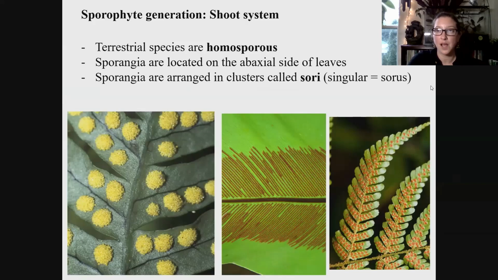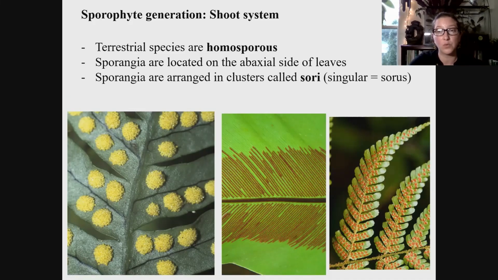So I said at the top of the ferns that we're only going to talk about the terrestrial ferns, the ferns that grow on land. We're not going to talk about the aquatic ferns. But just so you know, the ones that grow on land are homosporous. The ferns that grow on land only make one type of spore. But the ferns that grow in water are actually heterosporous. That's why we're not going to talk about them in this class. Too complicated. So for the purposes of this class, ferns make one type of spore, because we're only talking about terrestrial ones. And where do they make those spores?